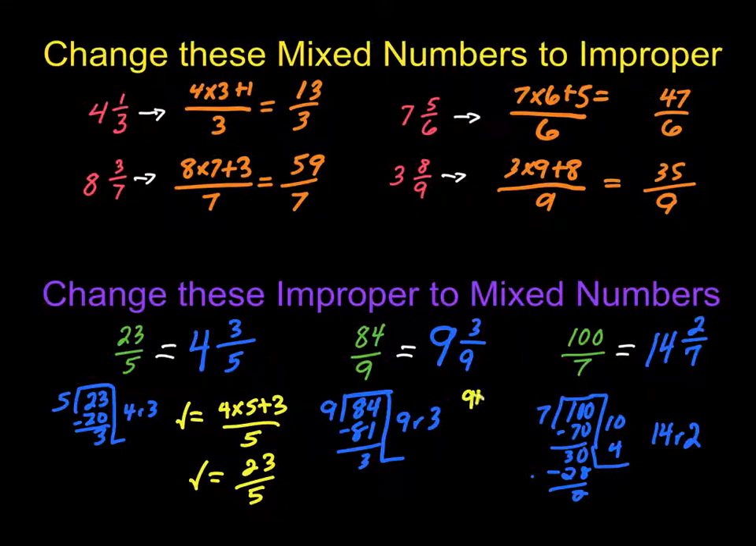We can try it again over here, see if I can squeeze it in. We can go 9 times 9 plus 3 over 9. 9 times 9 is 81, plus 3 is 84 ninths. And our final one, oh, this is a tough one. 7 times 14. 7 times 14, I happen to know, is 98. We add 2 more. We get our 100 sevenths.